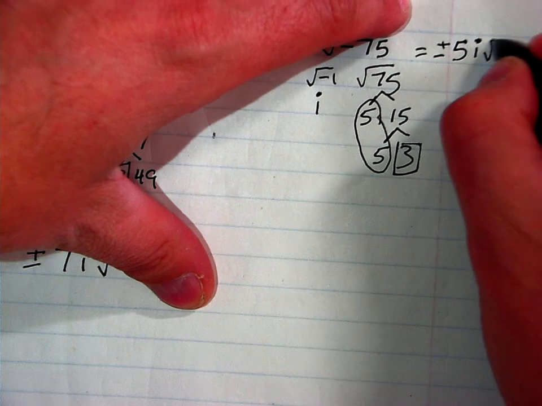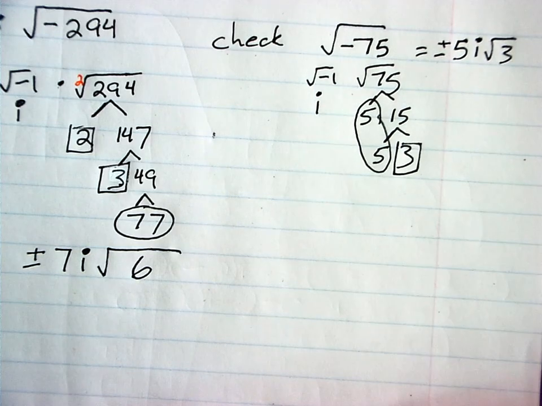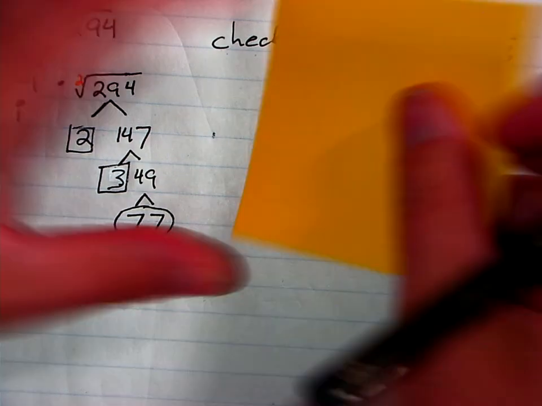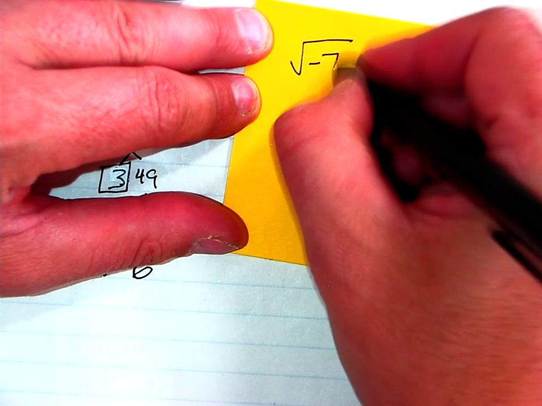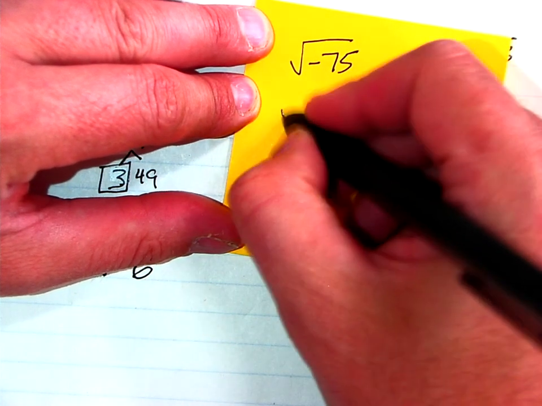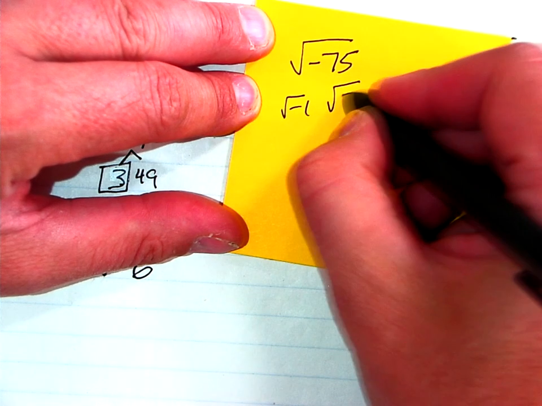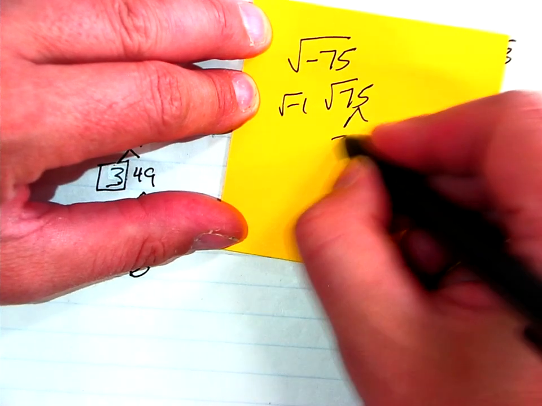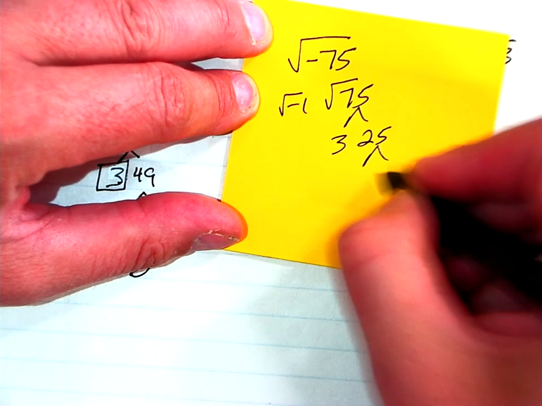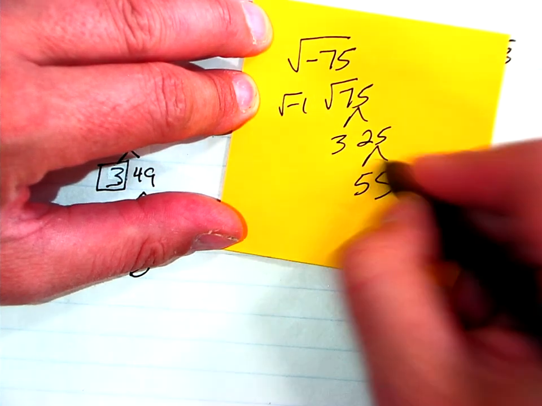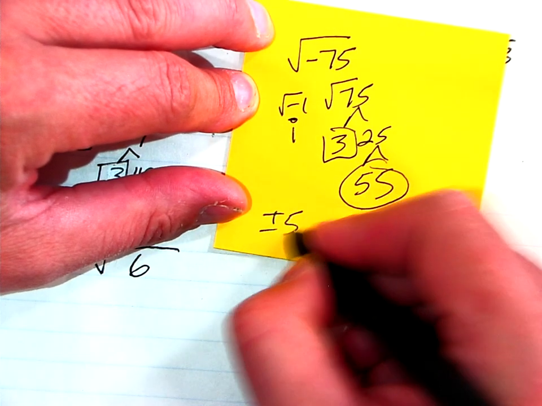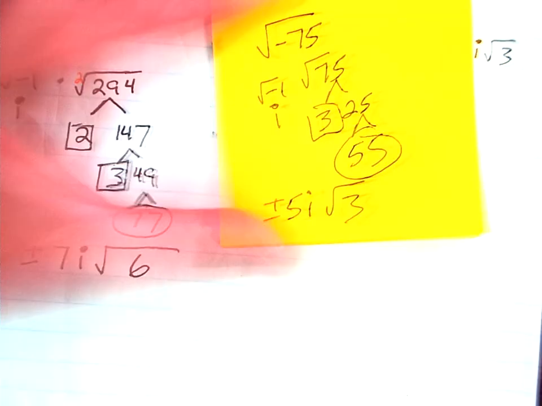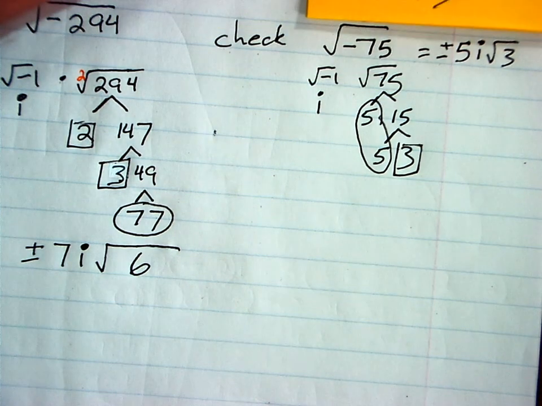Let's pretend that you knew that 3/4 equaled 75 cents. Oh, 3 and 25. You could have done 3 and 25, 5 and 5. It's okay. Either way works. Yes, that's the point of this. Either way works. Plus or minus 5i square root 3.